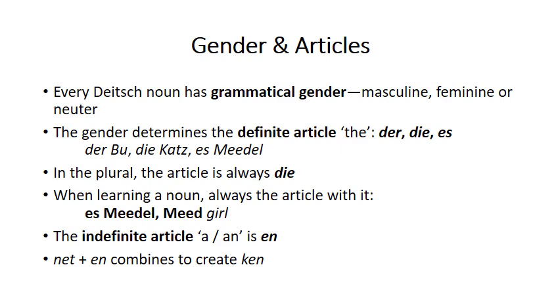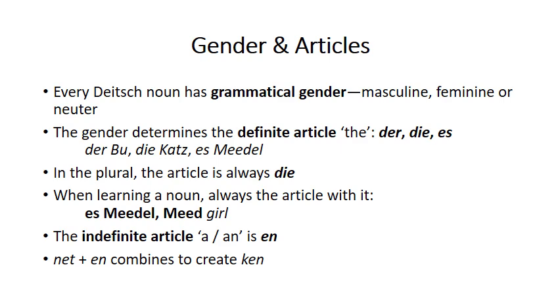Now, the final tricky thing here about articles is that when you have the word net in a sentence, you might remember net means not. And you're combining it with the indefinite article en. Those two words kind of combine to create a new word. It doesn't technically come from the combination, it's its own word, but we can imagine it as combining to create a new word, which is kein.